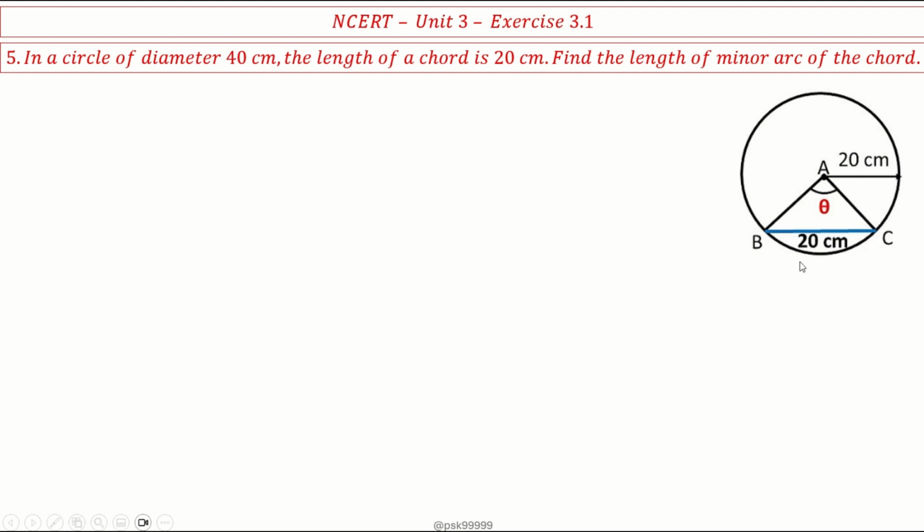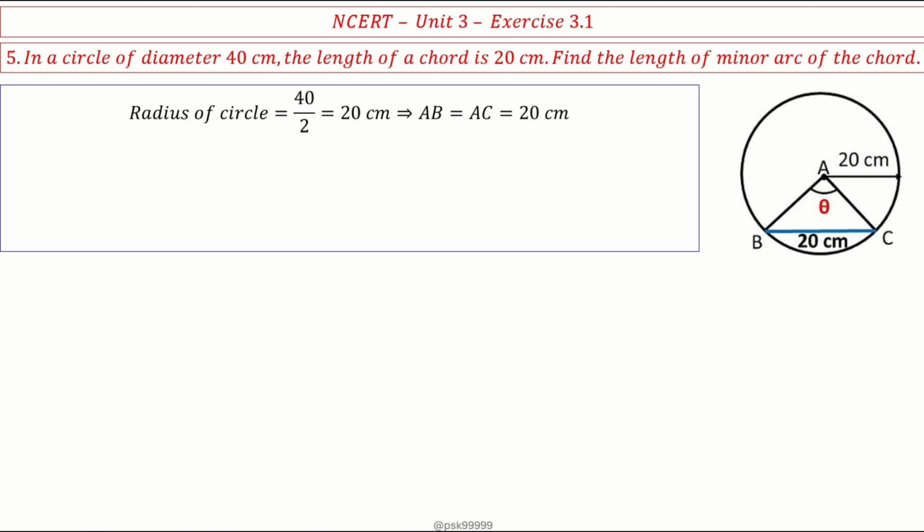You just need to measure this arc. The chord is given: BC chord is 20 centimeters. You need to find this arc. How do you find it? Radius of the circle is equal to 40 by 2, because the diameter is given as 40, so 40 by 2, which is 20.